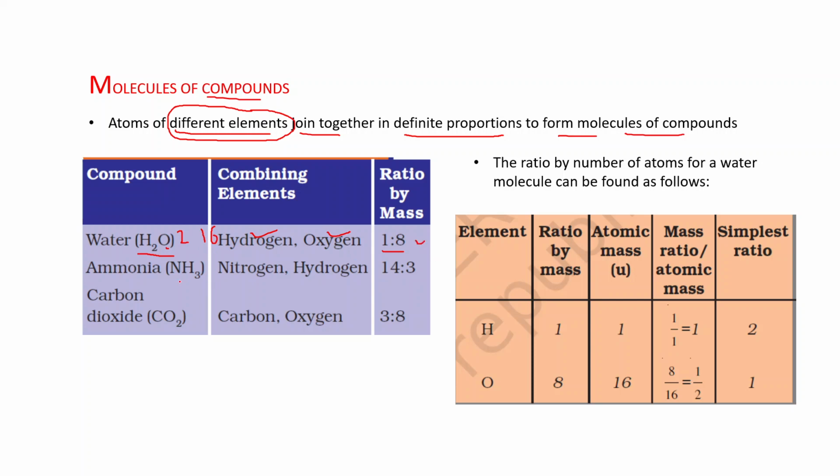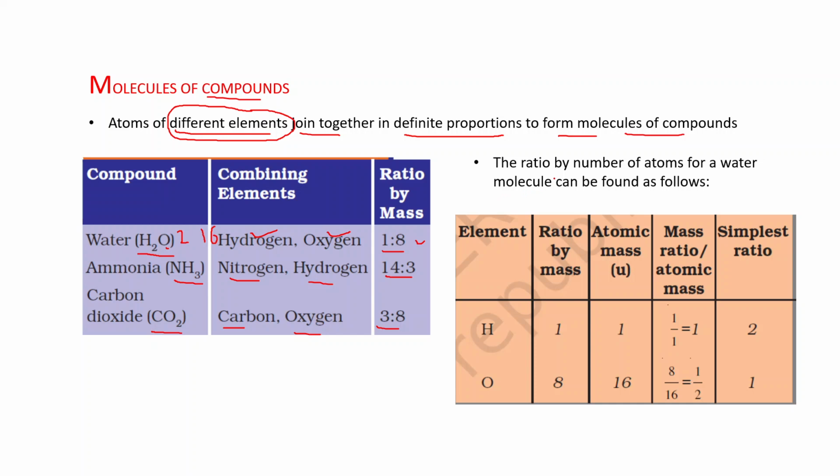In the same way, ammonia, NH3: elements present are nitrogen and hydrogen, and the ratio by mass is 14:3. Carbon dioxide, CO2: elements are carbon and oxygen, and the mass ratio is 3:8. Clear? Then how can we find the number of atoms? The number of atoms can be found by visualizing the formula. Like in water, H2O, 2 atoms of hydrogen and 1 atom of oxygen. In ammonia, 1 atom of nitrogen and 3 atoms of hydrogen.